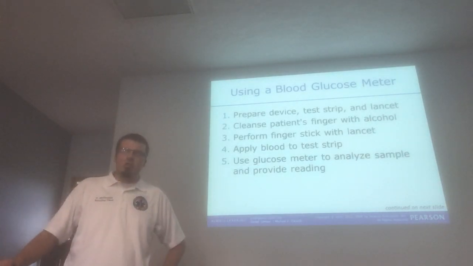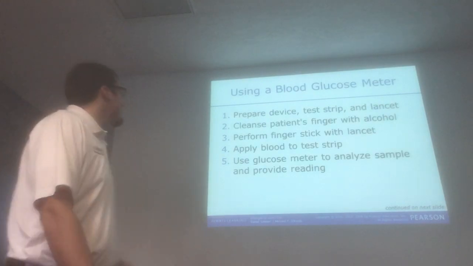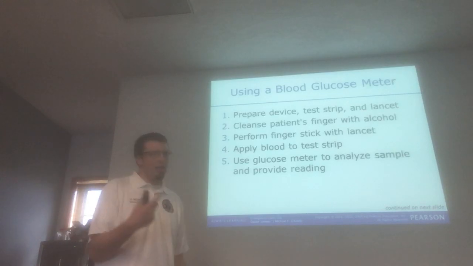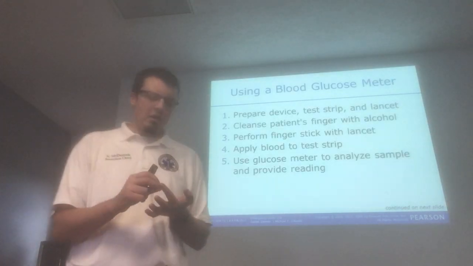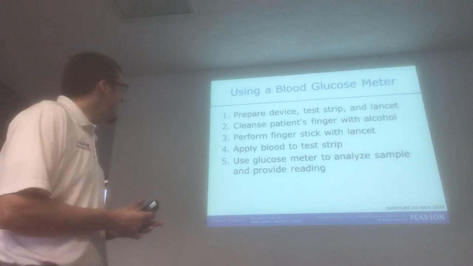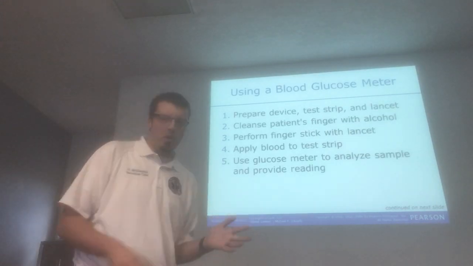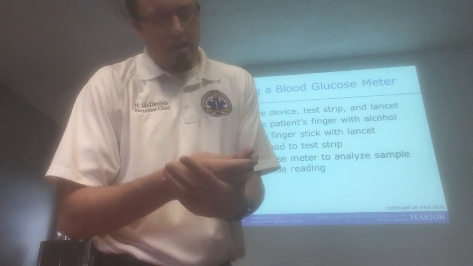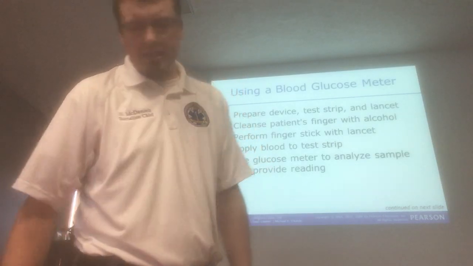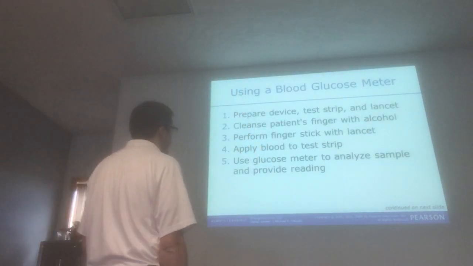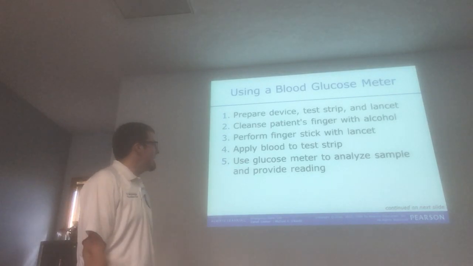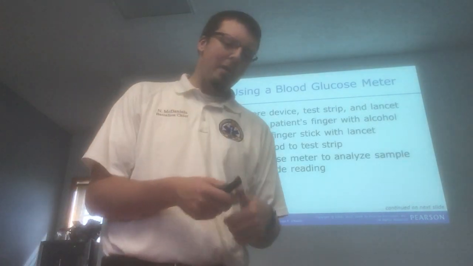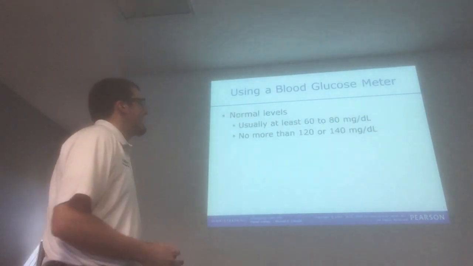First, we prepare the device, strip, and lancet. Second, we're going to cleanse the patient's finger with an alcohol wipe. Third, we're going to perform a finger stick with a lancet. We're going to poke their finger. We try to go kind of on the side. It's helpful. And then, it doesn't say this, but you're going to want to milk the finger, especially if they have bad circulation. You kind of want to push that blood up into the finger after you poke it to get it to bleed out. Sometimes it doesn't want to bleed very much. We're going to apply blood to the test strip, and then we're going to use the glucose meter to analyze the sample and provide a reading, okay? So we'll get that little bit of blood on the strip, and it'll take it in. We'll be able to analyze that and see what their sugar is.